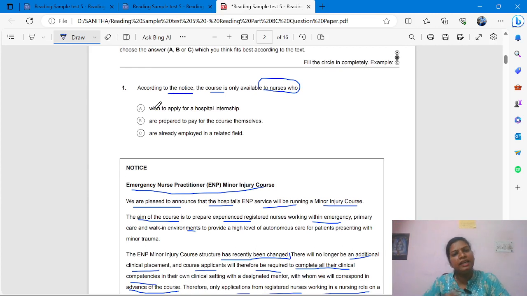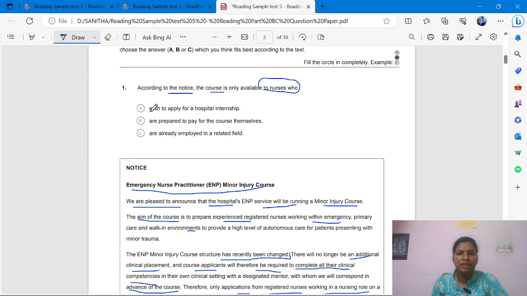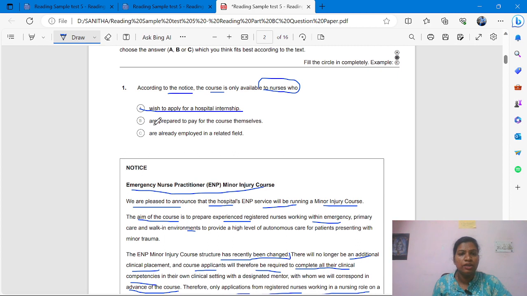Wish to apply for a hospital internship: is it saying anything about that? Anything here you read? No. Then we can eliminate this option. Second option, are prepared to pay for the course themselves. See what it is saying: their place will need to be funded by their organization rather than self-funded. So this is a contradictory sentence. So eliminate that one.